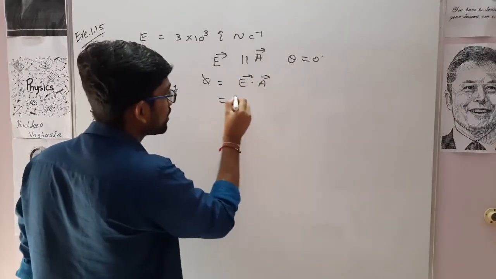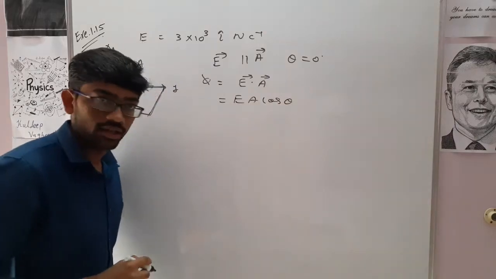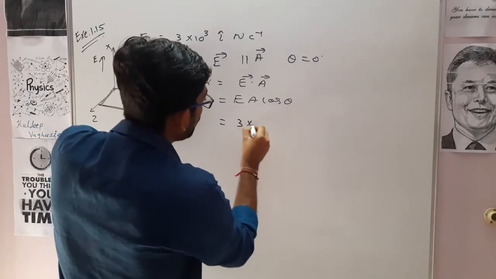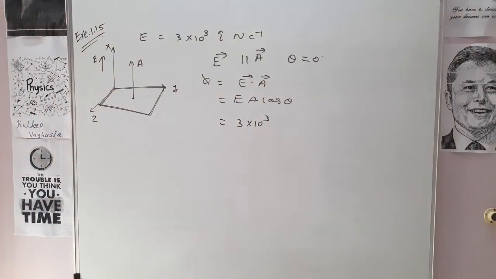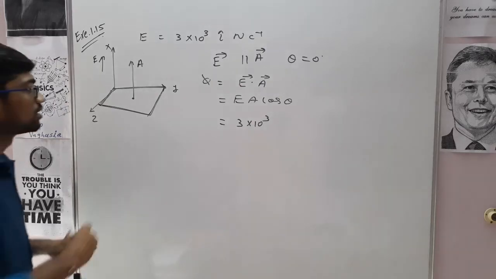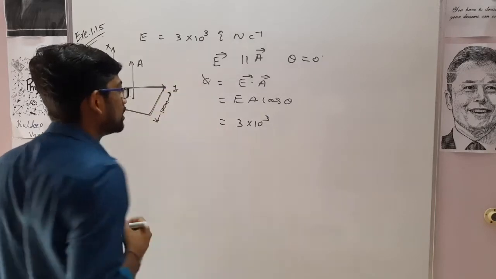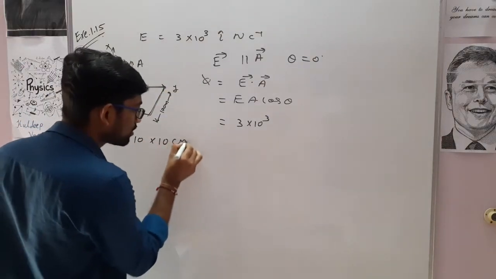So flux is equal to E dot A. It means you can write EA cos theta. Okay, so the electric field is given, that is 3 into 10 to the power 3, and for the area, the side is given. Okay, the square side is 10 centimeter. It means the area is 10 cross 10 centimeter square.